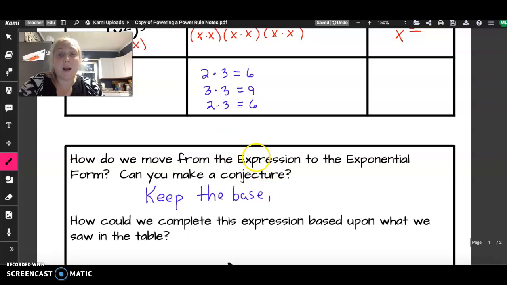So our conjecture is that we keep the base when we're raising a power to another power, and this time we're going to multiply the exponents.